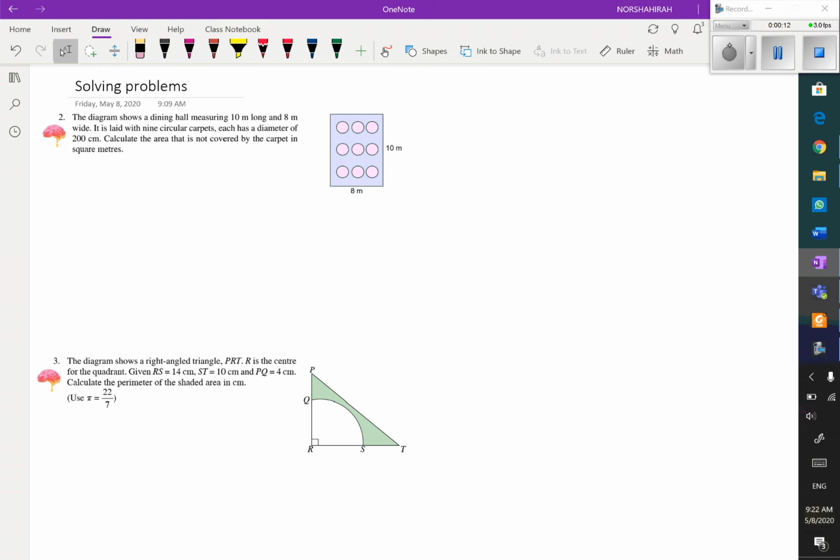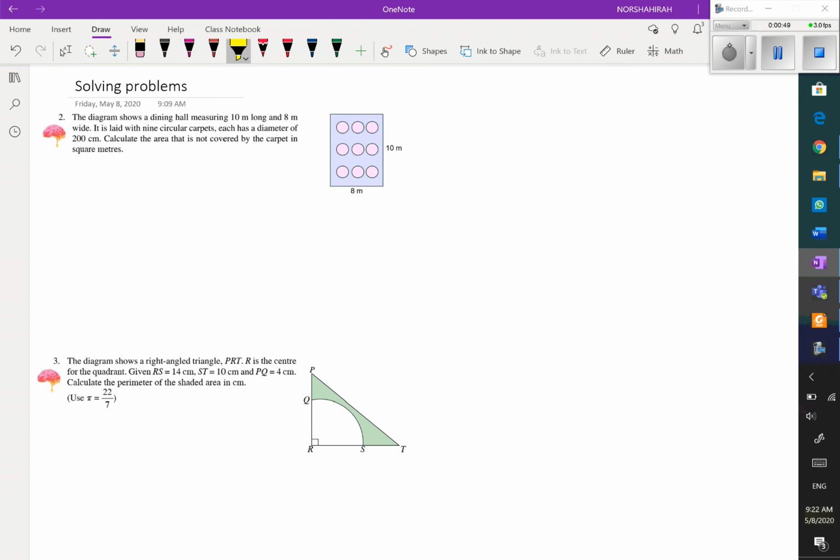I'm going to show you a few questions that involve solving problems in circles. Okay, let's go to the first question. The diagram shows a dining hall measuring 10 meter long and 8 meter wide. It is laid with 9 circular carpets. Each has a diameter of 200 centimeter. Calculate the area that is not covered by the carpet in square meter.